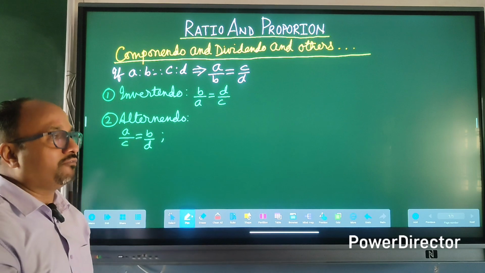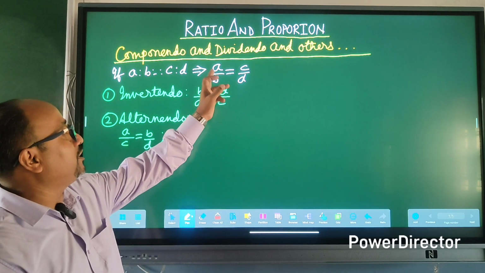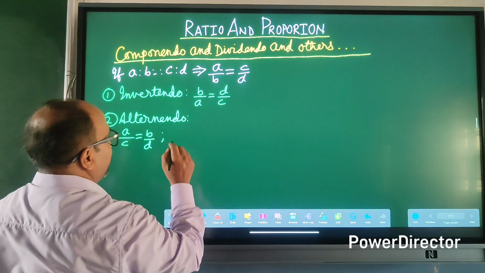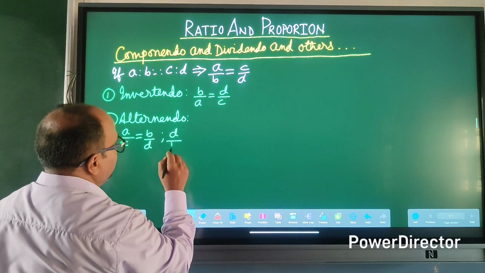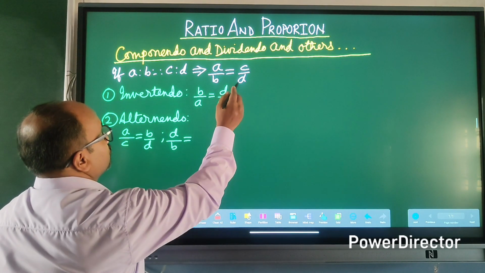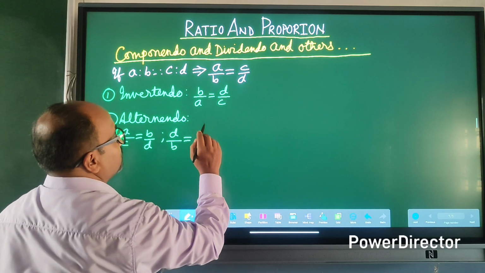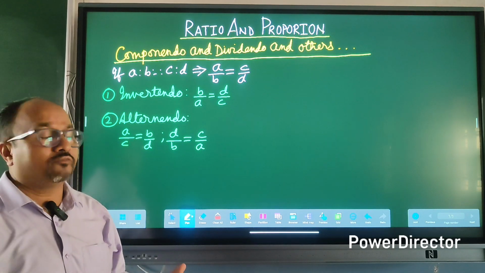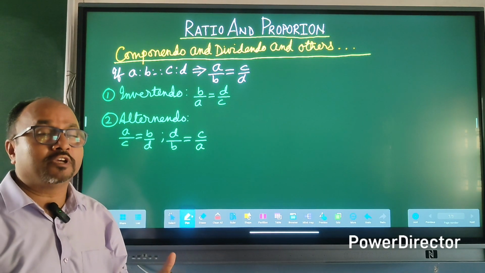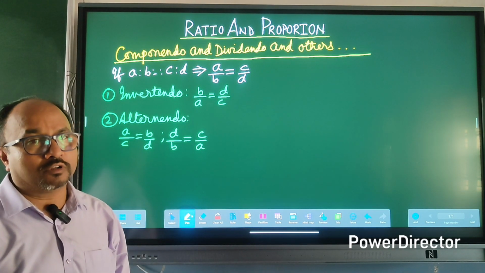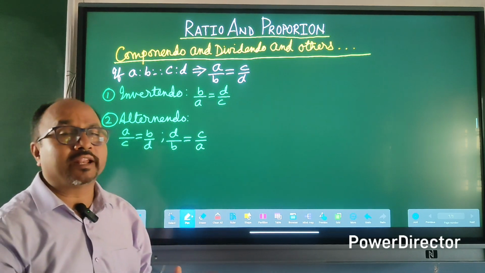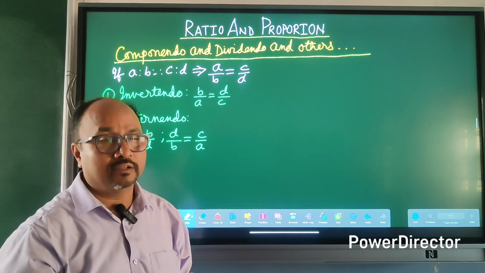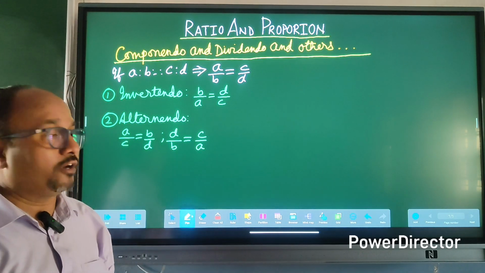There is another way in which we can apply alternando, when we switch between A and D. So D will go in place of A, so it becomes D by B equals, and A will come in place of D, so it becomes C by A. Based on the sum, we will apply whichever one is required. So remember, when you are applying alternando, it is switching over between the terms which we cross multiply. Okay, this is alternando.